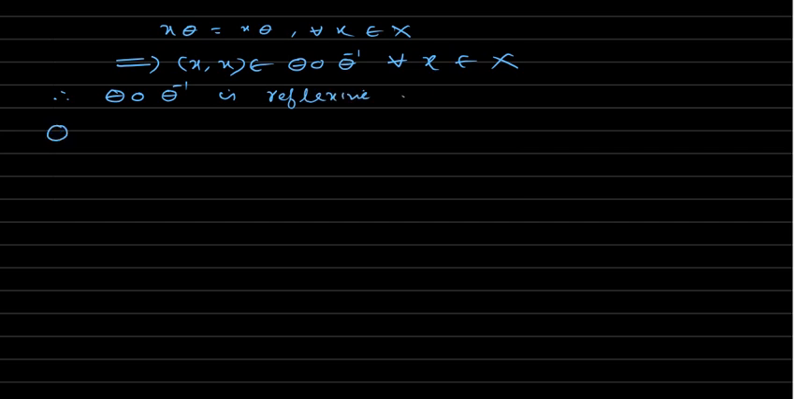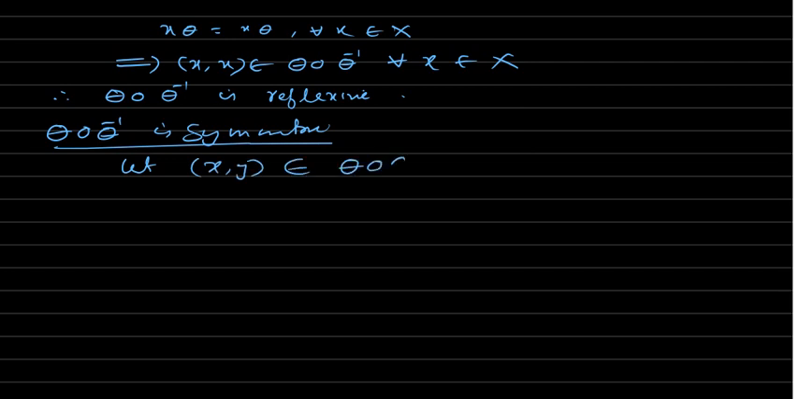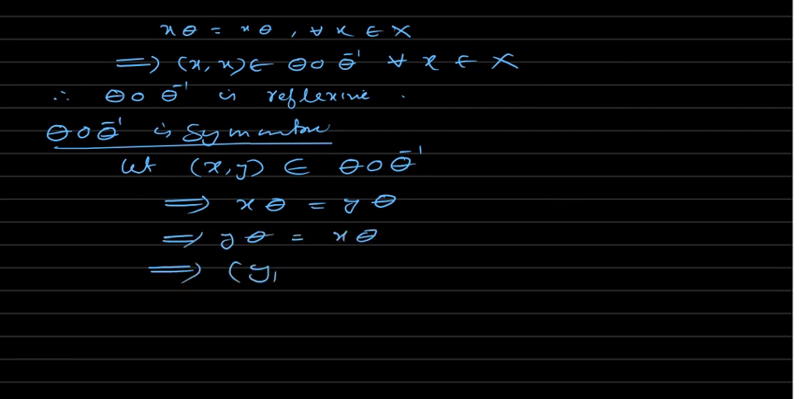So next it's symmetric. That's simple. So let (x, y) belong to theta composition theta inverse. It means that x theta is y theta by definition of theta composition theta inverse, which means y theta is equal to x theta, which means that (y, x) belongs to theta composition theta inverse.